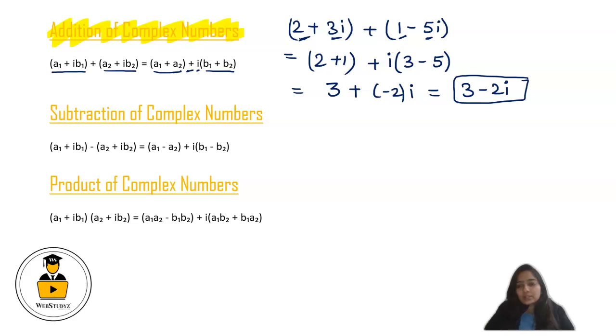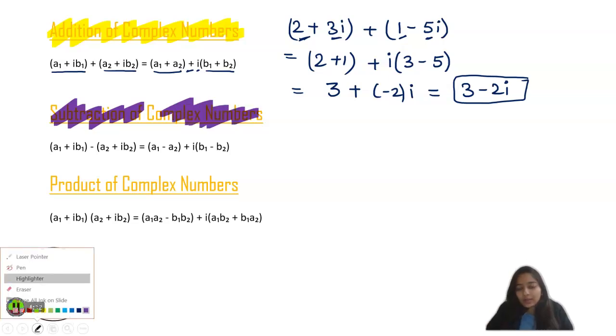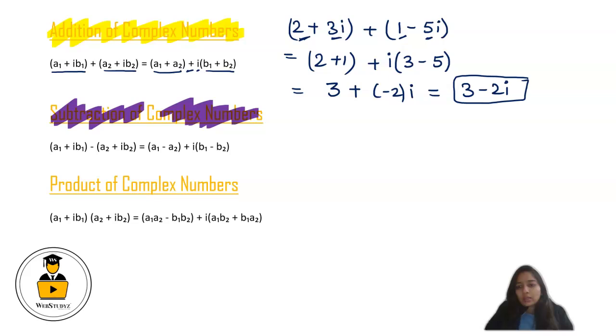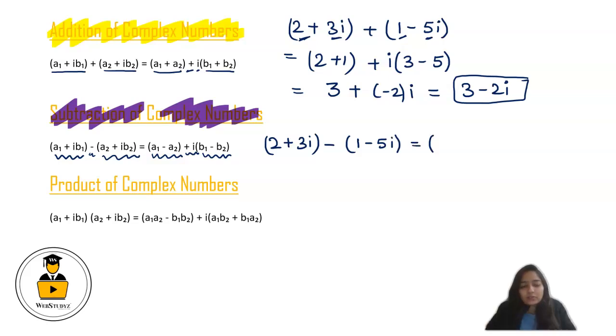Now moving towards the subtraction of complex numbers. Subtraction is similar to addition. In subtraction, we have the first complex number minus the second complex number. So we subtract the two real parts, plus iota common, and then subtract the two imaginary parts. Taking a similar example, we have 2 plus 3 iota. If we want to subtract 1 minus 5 iota from this, first of all we will subtract the real values, that is 2 and 1.